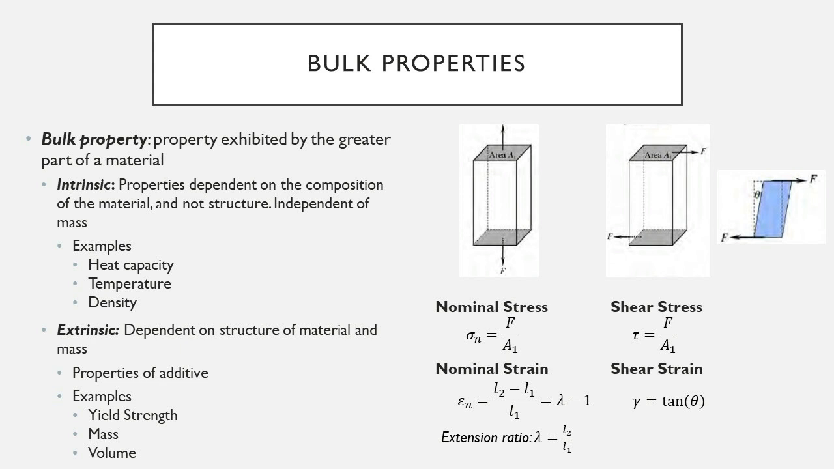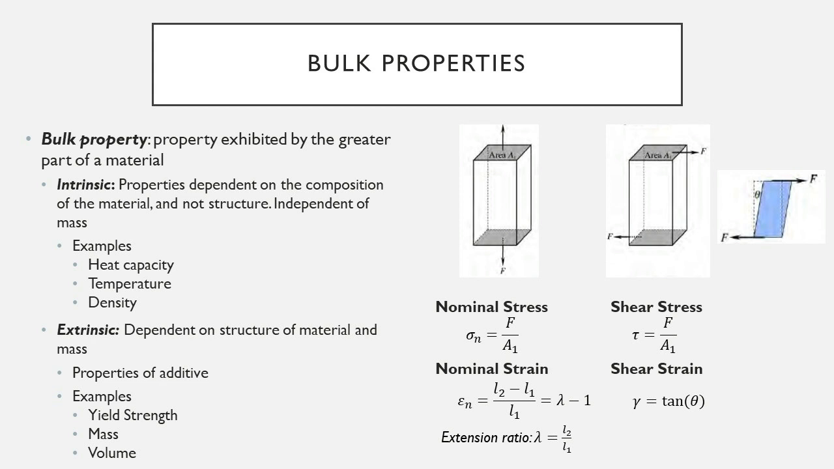Now, bulk properties themselves can be divided into two different subcategories, one being called intrinsic and the other being extrinsic. For intrinsic bulk properties, we just have to realize that the properties of that particular material depend only on the composition of the material and not on the structure. What's most important and an easy way to determine if it's intrinsic or extrinsic is whether or not it depends on how much mass you have of that particular material. If it's independent of mass, it's intrinsic. So examples are the heat capacity of a material, the temperature, and the density. You can always take a piece of metal and cut it in half, and it's going to be just as dense. It's going to have the same temperature as before, the same heat capacity.